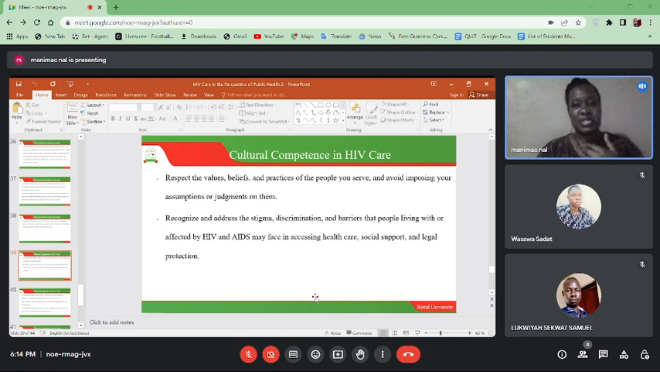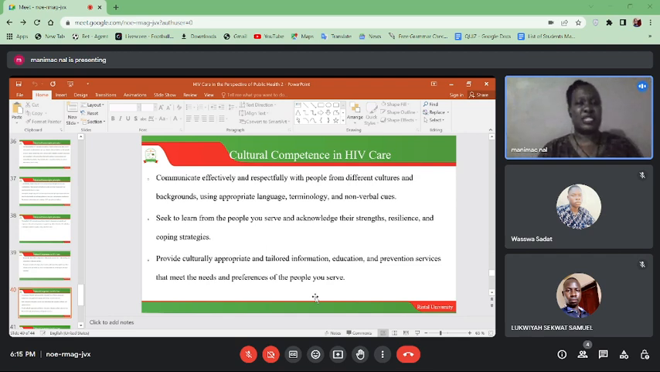So in cultural competence, we need to respect their values, beliefs, and practices, as well as those of the people you serve. Don't disrespect them because you come from a well-recognized culture and believe your culture is superior to your patient's culture. Respect their views, opinions, etc. Are we together? Next, recognize and address issues of stigma, discrimination, and all the barriers.